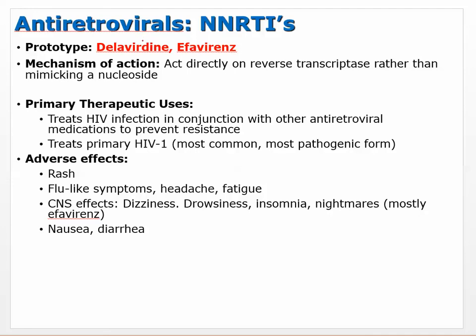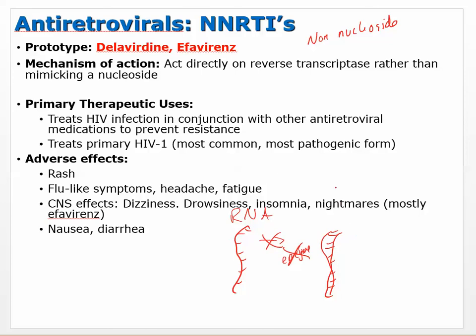So the non-nucleoside reverse transcriptase inhibitors, NNRTIs. I probably should have put that on there. These don't mimic it. They actually block the enzyme. Remember again, reverse transcription is when we're taking an RNA and trying to turn it into DNA. Well, there's an enzyme that does that. So we block the enzyme, and then this process can't take place. So you don't have any reverse transcription.